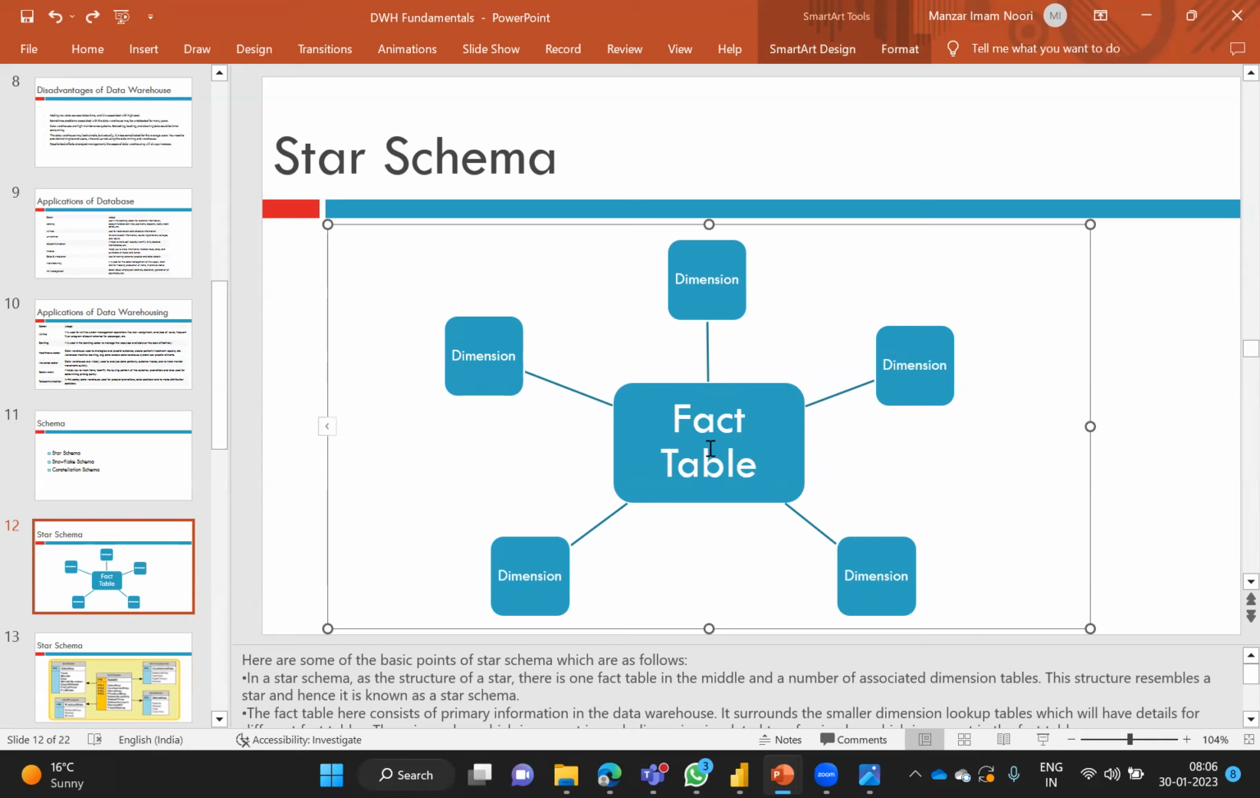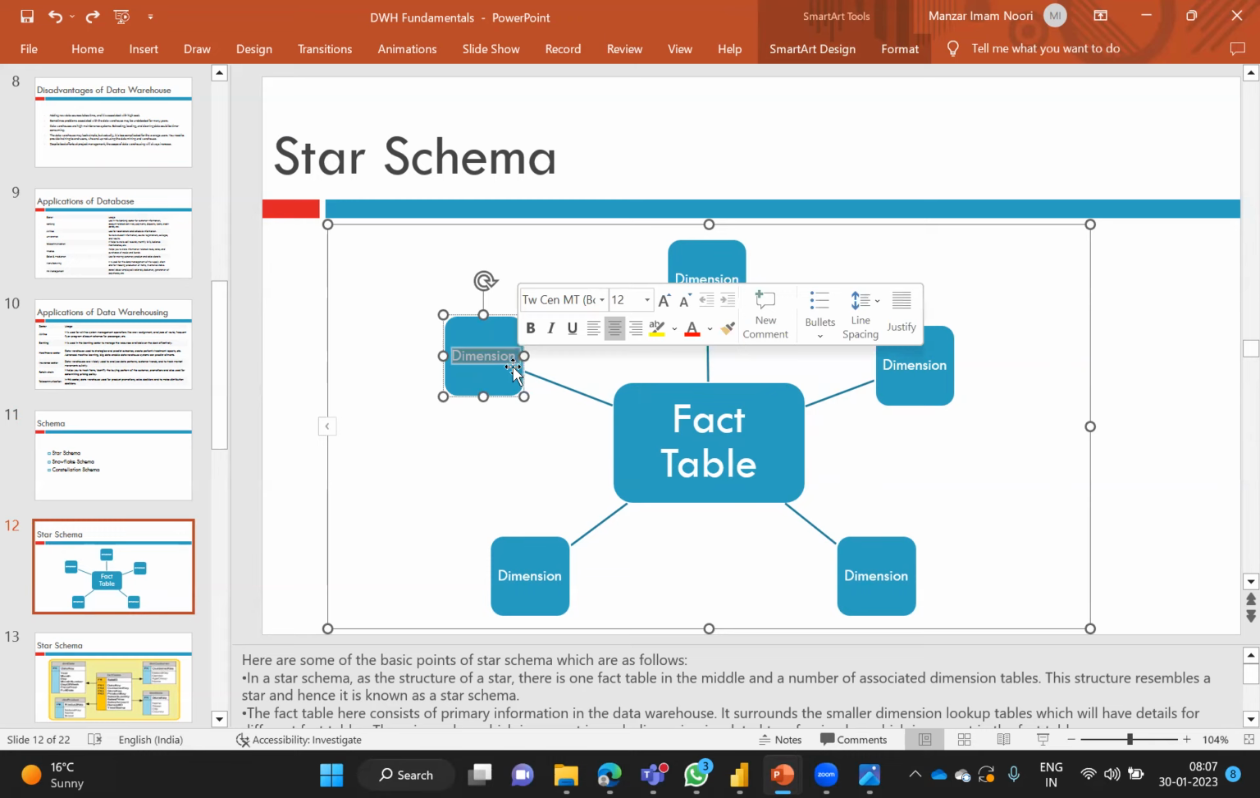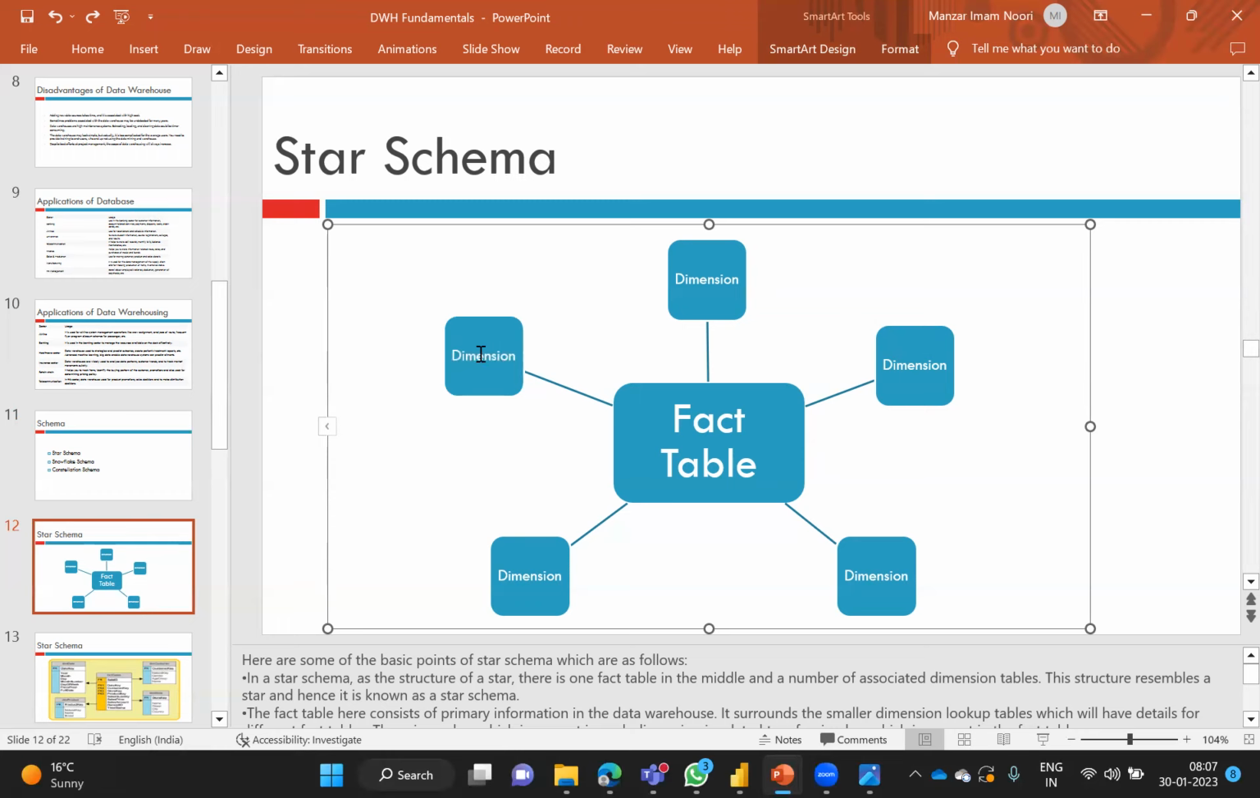And not anything else, only keys and facts, and each dimension is connected to the fact. That means the dimensions will be normalized in the sense that everything will be in one table. All the related information for a dimension will be in one table only. It will not be further divided or split into another table. Let us see what that means.